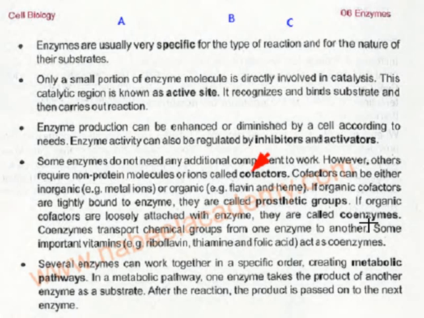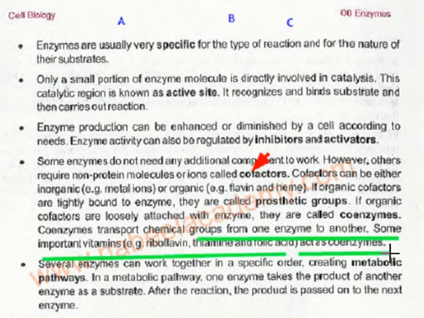Coenzymes transport the chemical groups from one enzyme to another. Some important vitamins are riboflavin, thiamine, and folic acid. They act as coenzymes. They transport chemical groups from one enzyme to another. So they attach themselves to the enzymes and they provide the enzymes with some groups.